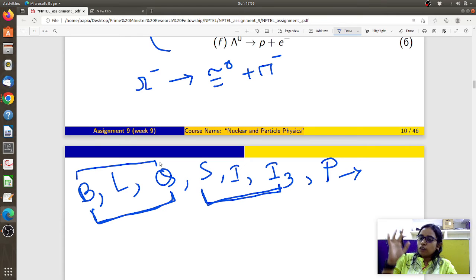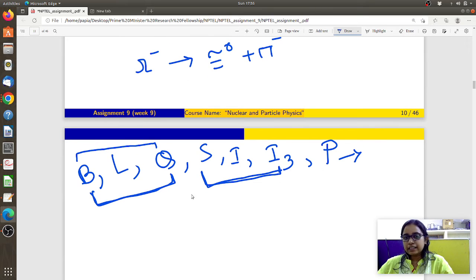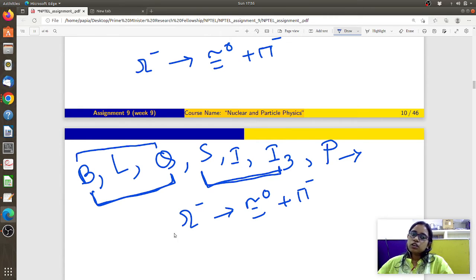Okay. Now if the first step is already done, that means B, L and Q are allowed by that nuclear reaction, then we can go on to search for the S, I and I3 values for that nuclear reaction. By this method we can find what the nature of that nuclear reaction will be. So if I write here omega minus, like we are talking about the first question, this one. So here what is the B? At first we have to mention omega minus is a baryon, so that means it has B equal to 1.